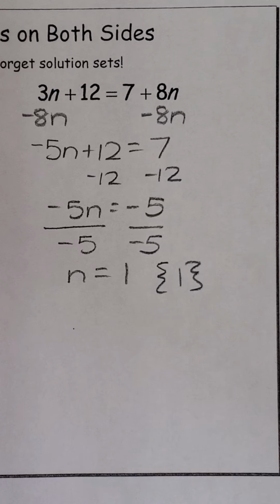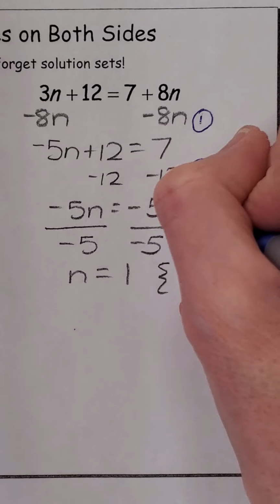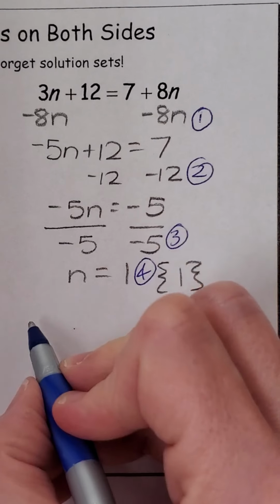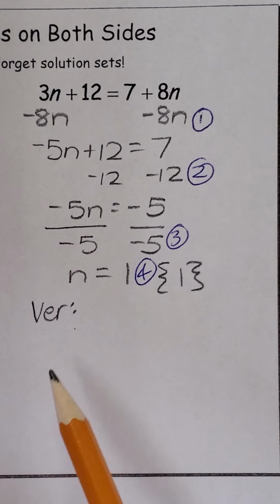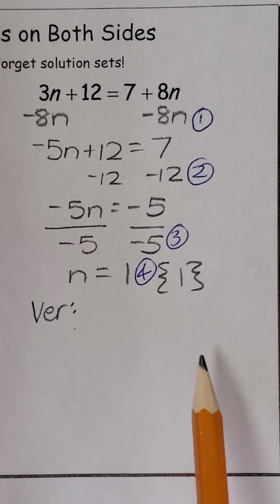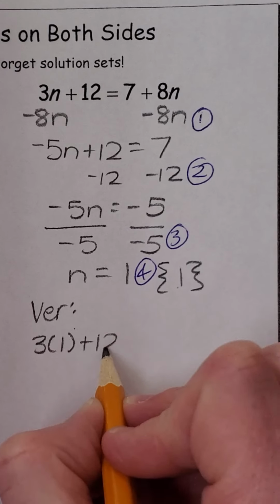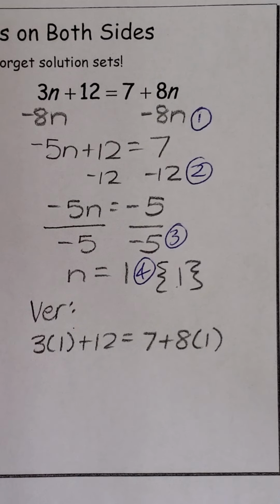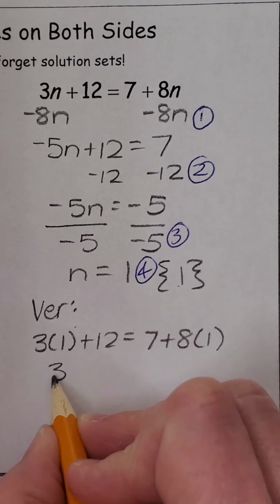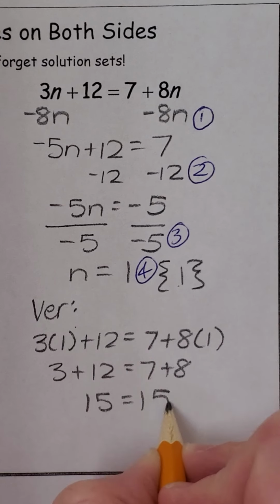Okay. So I might as well just do that once again. Mark 1, mark 2, mark 3, and mark 4. So we'll do a verification here. Verification means we rewrite the equation, but instead of the n, we put that number in its place. So 3 times 1 plus 12 equals 7 plus 8 times 1. And if we don't get the same number on left side and right side, then something's wrong. Either we solved incorrectly or we verified incorrectly. So 3 plus 12 equals 7 plus 8. And lucky for us, it works.